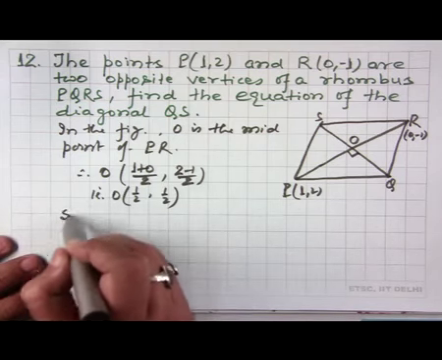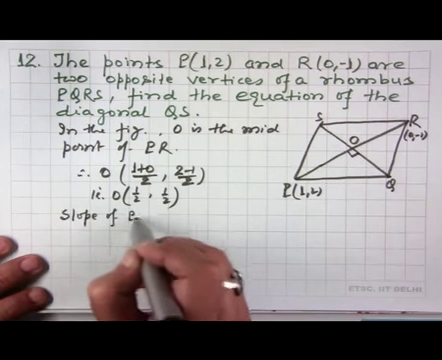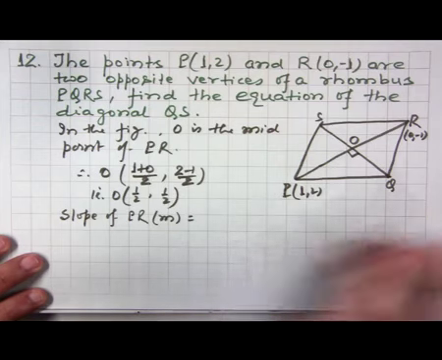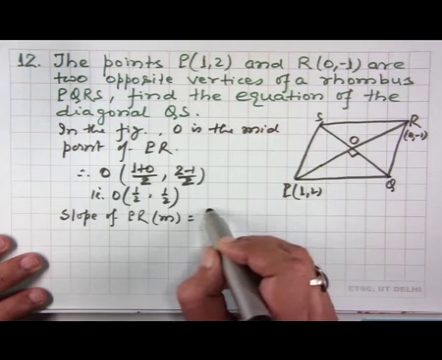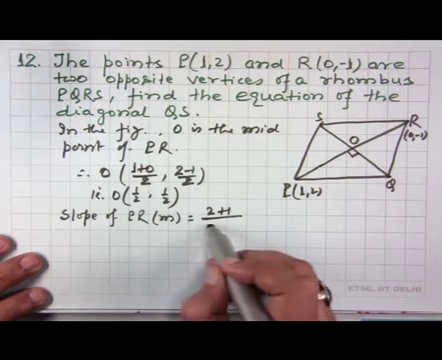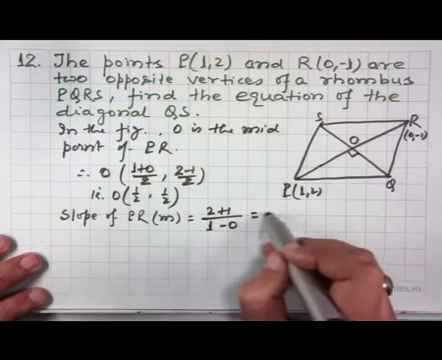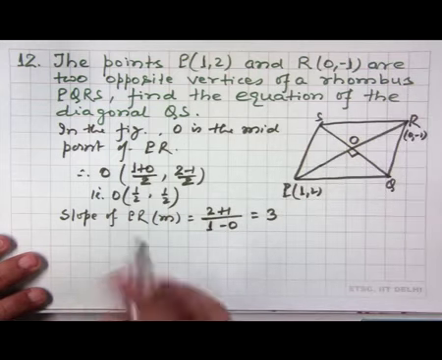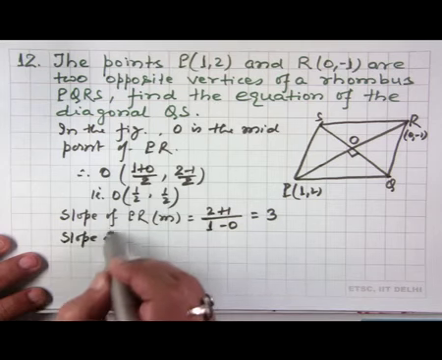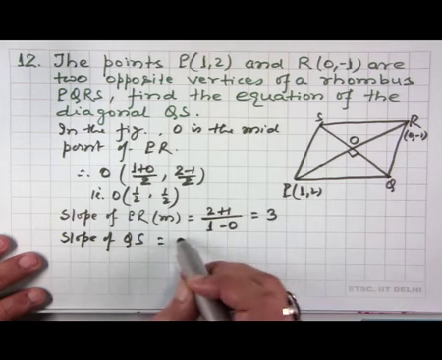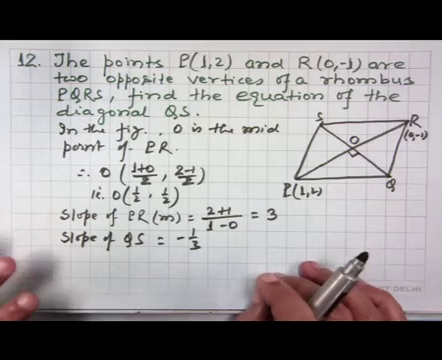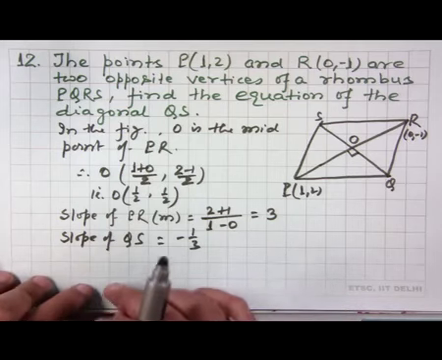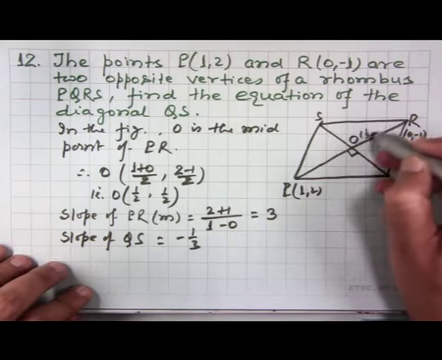Now slope of PR, say this is M, is equal to (y2 minus y1) by (x2 minus x1), so (2 plus 1) by (1 minus 0). So slope of PR is 3. Since this PR is perpendicular to QS, the slope of QS is equal to minus 1 by 3. This diagonal QS has slope minus 1 by 3 and passes through the point (1 by 2, 1 by 2).